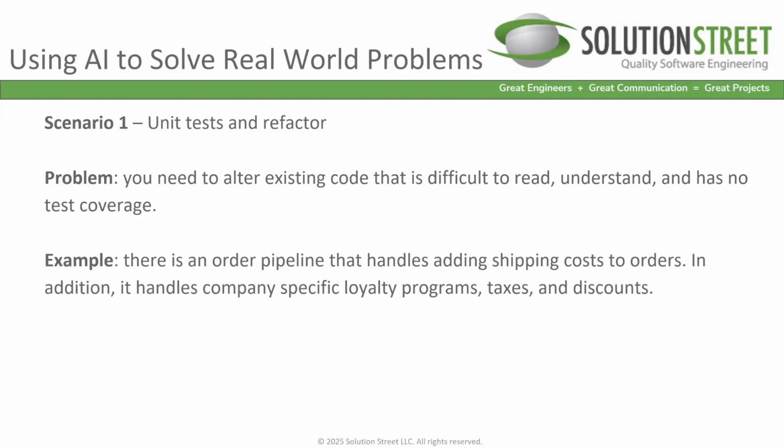So scenario one, I call unit tests and refactor. The problem is that you need to alter existing code. Assume it's legacy code or code that you may have inherited or that you personally did not write, and maybe someone on your team also did not. Let's say it's difficult to read, difficult to understand, and has no test coverage whatsoever. In this example, there is an order pipeline that I built that handles adding a shipping cost to orders. In addition, it handles company-specific loyalty programs, taxes, discounts, etc.